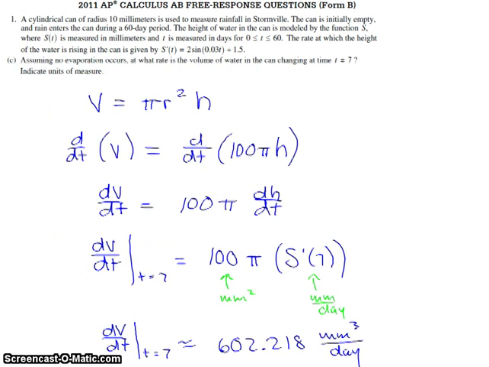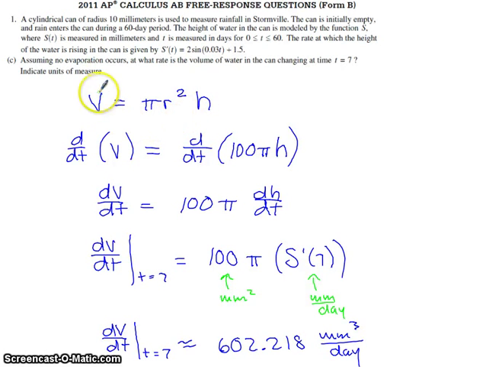Part C is a little related rates question. They say, assuming no evaporation occurs, find the rate at which the volume of water in the can is changing at time t equals 7 days. It wants us to indicate units of measure here as well. So I started with the volume formula for a cylinder, which wasn't really provided, so obviously that's something you'd have to be able to come up with on your own. Hopefully it's pretty simple to do that.